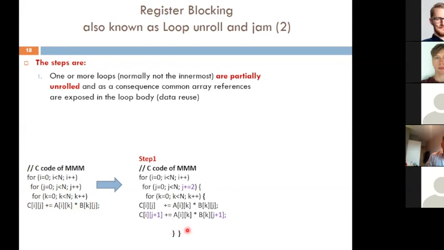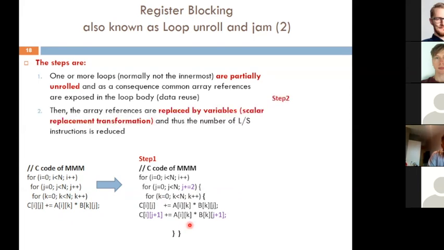Suppose this one, A of ik. And over here as well we can get something that is not depending on the innermost loop. So loop unrolling is giving us scope to take this out of the innermost loop and use a register. We can also replace this scalar with a variable in the register. So the second step is scalar replacement.